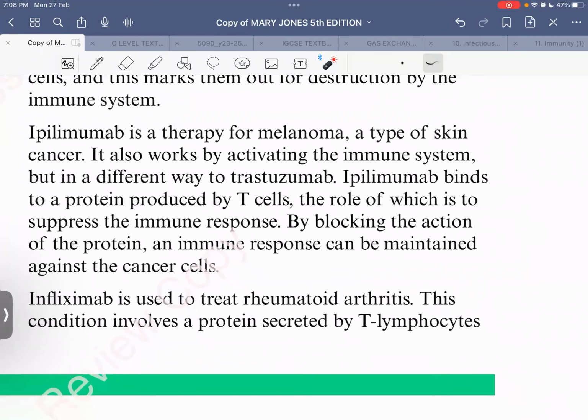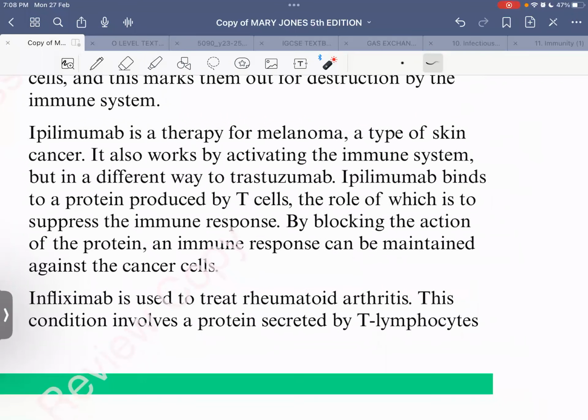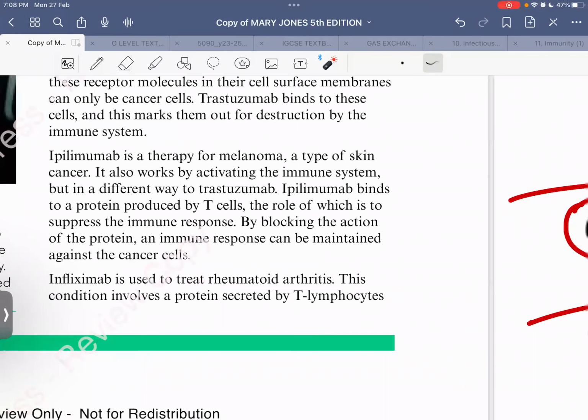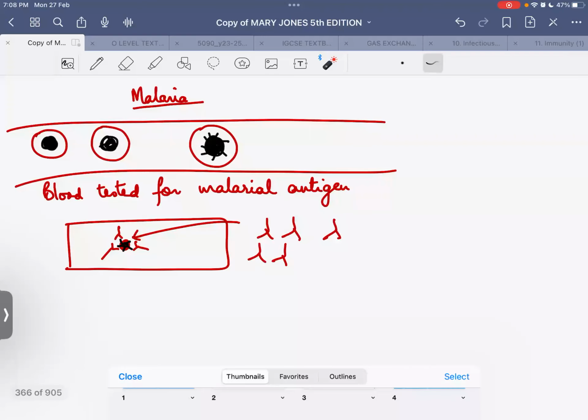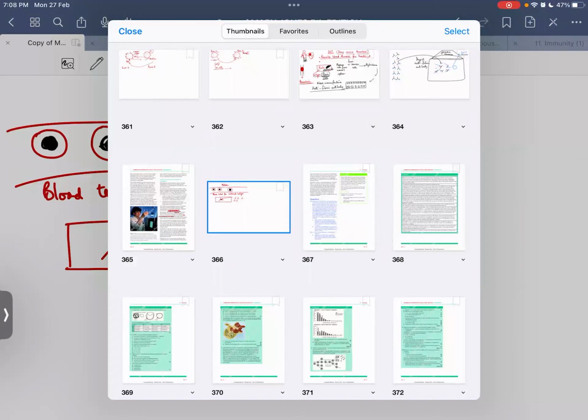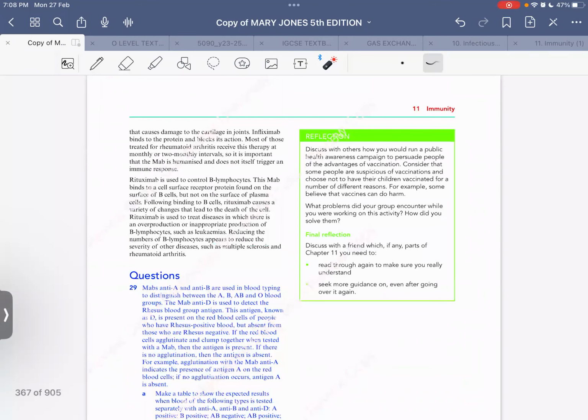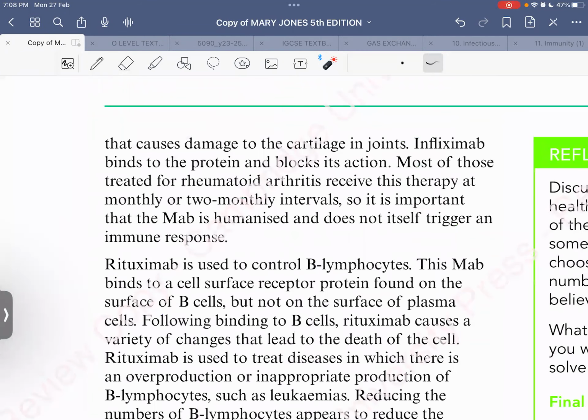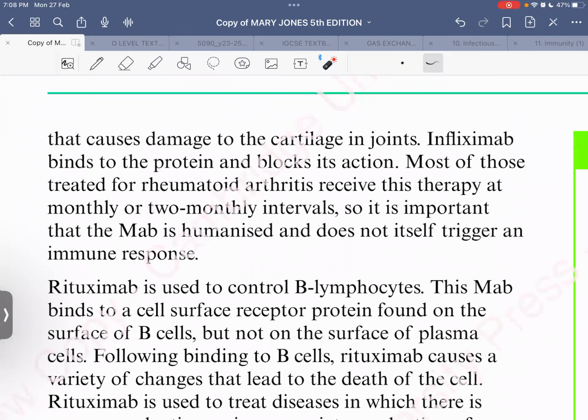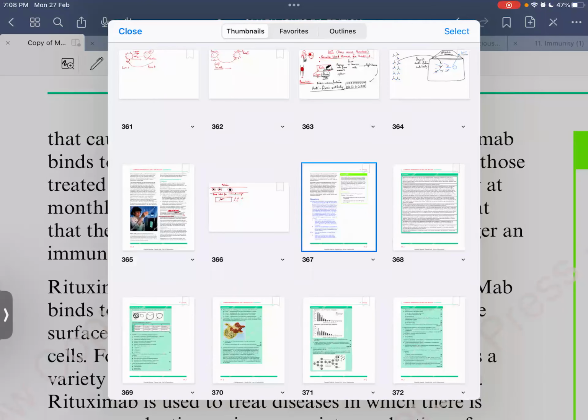Infliximab is used to treat rheumatoid arthritis, which is an autoimmune disease. This condition involves a protein secreted by T lymphocytes that cause damage to the cartilage in the joint. Rheumatoid arthritis is a disease जिसमें the person develops pain in the joints, बहुत शदीद उसको पेन होता है, वो इसलिए हो रहा होता है कि इनके T lymphocytes जो है ना, they are making something. What are they doing? Let's go back and see.